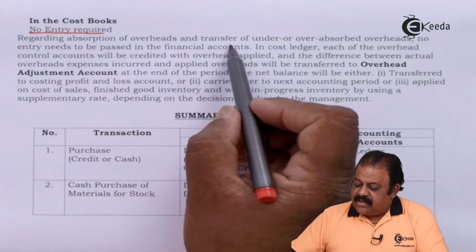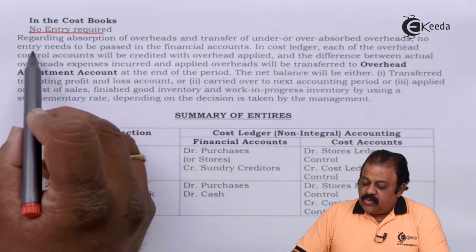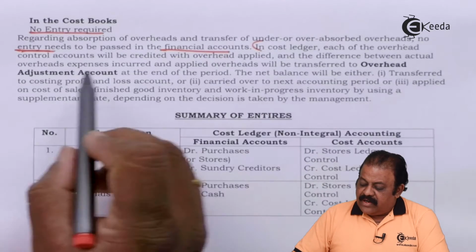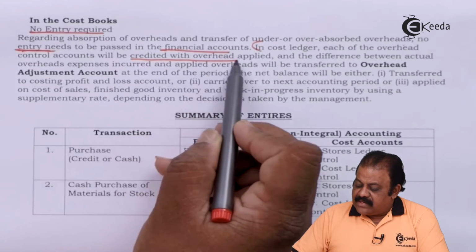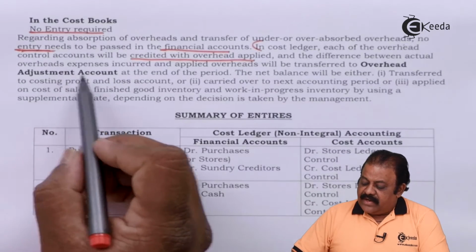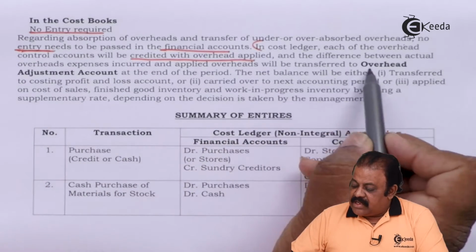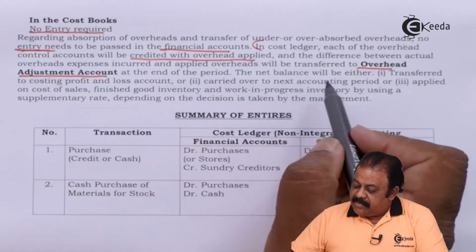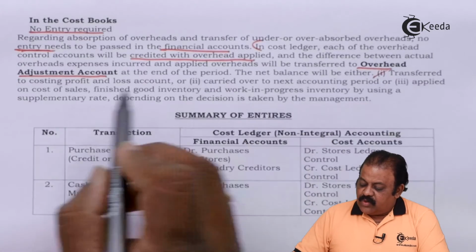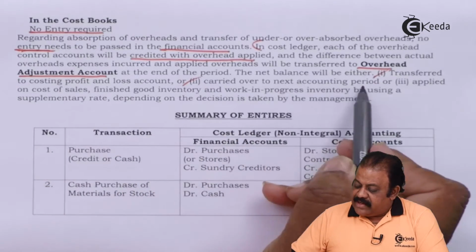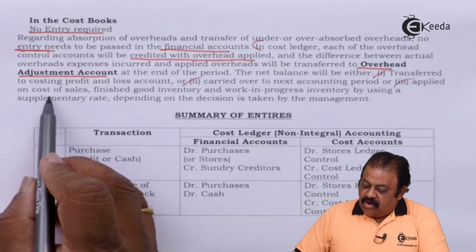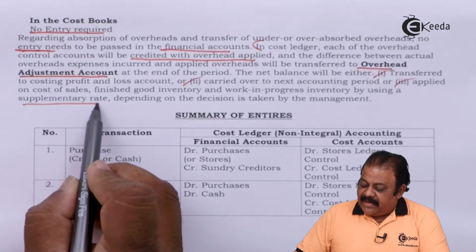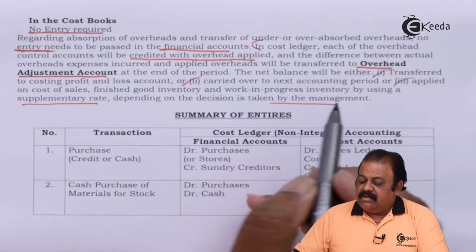Regarding absorption of overheads and transfer of under or over absorbed overheads, no entry needs to be passed in financial accounts. In cost ledger, each of the overhead control account will be credited with the overheads applied, and the difference between the actual overhead expense incurred and applied overheads will be transferred to overhead adjustment or overhead suspense account. At the end of the period, the net balance will be either transferred to costing profit and loss account, carried over to next accounting period, or applied to cost of sales, finished goods inventory and work in progress inventory by using supplementary rate depending on the decision taken by the management.